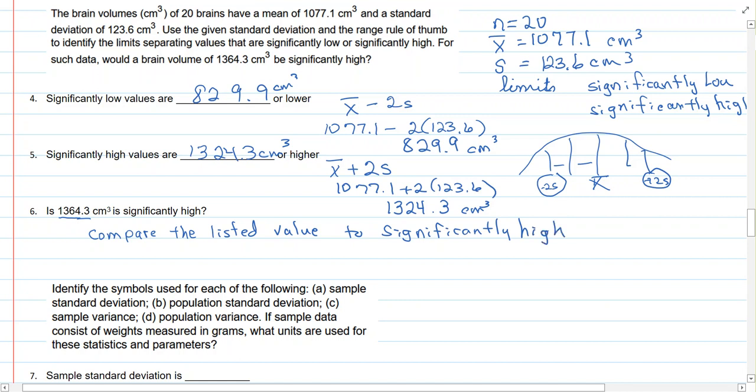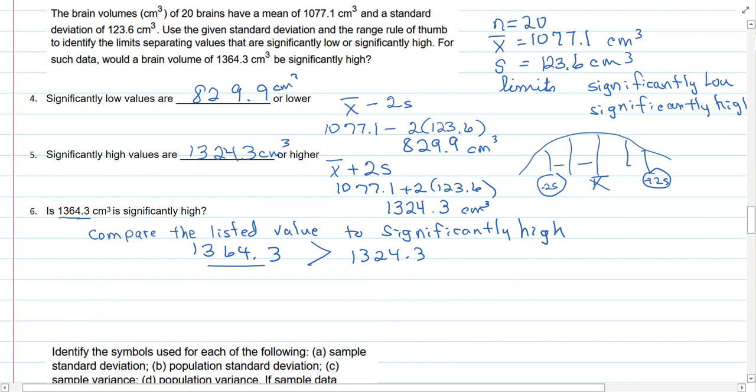So we have right here 1364 and 3/10, and we're comparing it to 1324 and 3/10. Well, this guy is greater than that. That means that 1364 and 3/10 centimeters cubed is significantly high.